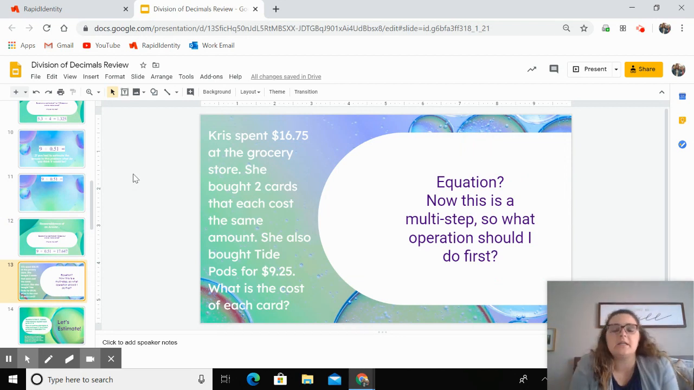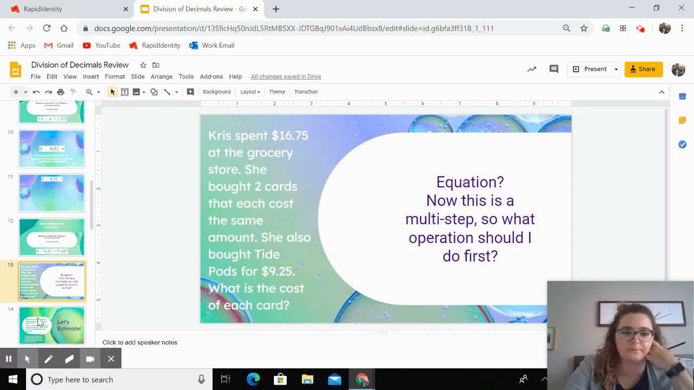All right, Chris spent $16.75 at the grocery store. She bought 2 cards that each cost the same amount. She also bought Tide Pods for $9.25. What is the cost of each card? So here we have the equation. Now, this is a multi-step problem, so what operation should we do first? We're only looking for the cost of the cards, but we have the total she spent and the cost of the Tide Pods. So we know that we're going to need to subtract the cost of the Tide Pods first, and then we can divide to figure out what one individual card is worth.